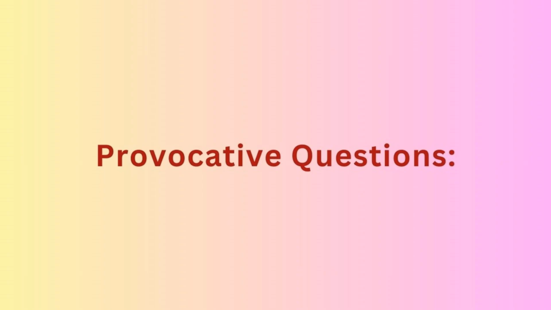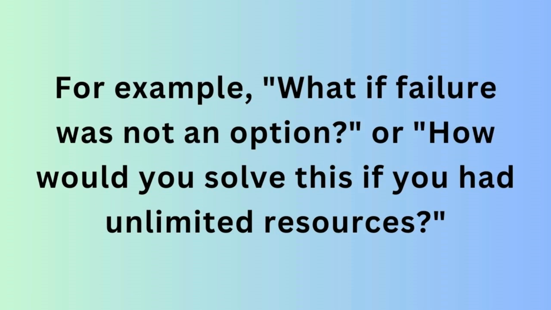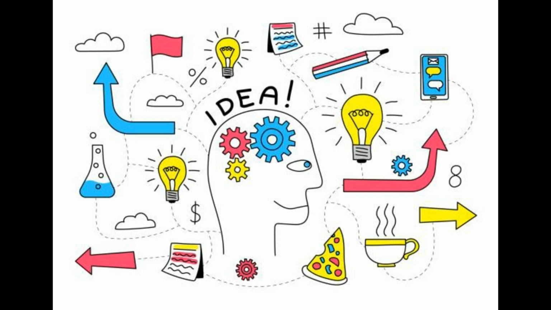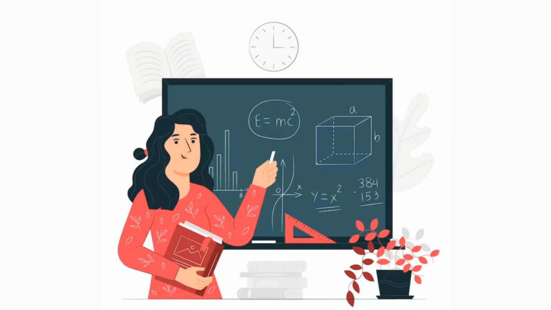Next is provocative questions. Ask challenging and unconventional questions related to the problem. For example, what if failure was not an option? Or how would you solve this if you had unlimited resources? So to encourage critical thinking in students, you can ask, what if grades were not the primary measure of success in education? This could prompt educators to explore alternative assessment methods that focus on holistic learning and skill development.